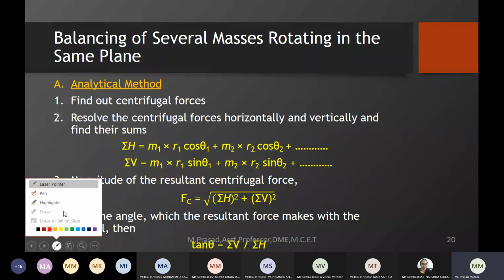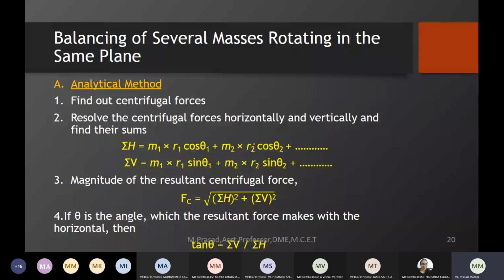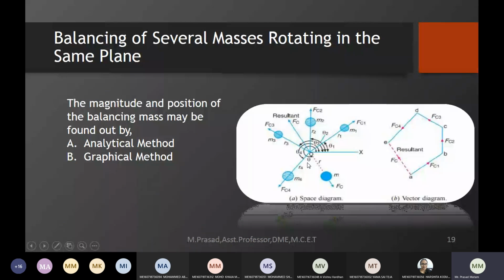So we will see here, this Fc is nothing but the product of balancing mass into radius. This is the product we are going to get here. Similarly, at what angle we need to keep this balancing mass? This is given by tan theta equals sigma V by sigma H, or theta equals tan inverse of sigma V by sigma H. This is how we can fix the position of the balancing mass. You can see here, this is the theta. How we can find it with the help of tan theta.